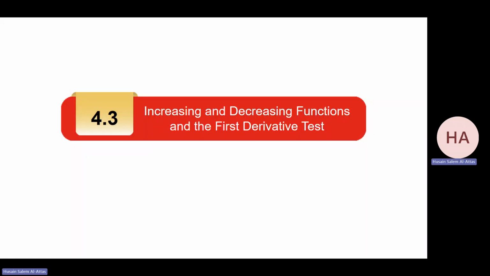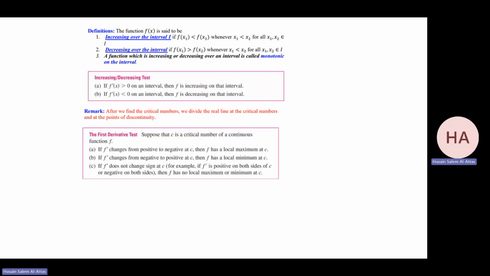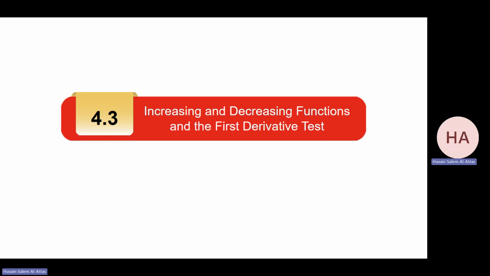We are back. So now we are discussing section 4.3, the first section after the second exam. What is this section talking about? How to find when the function is increasing or decreasing. And also we have the first derivative test to find out when we have a local maximum or local minimum.